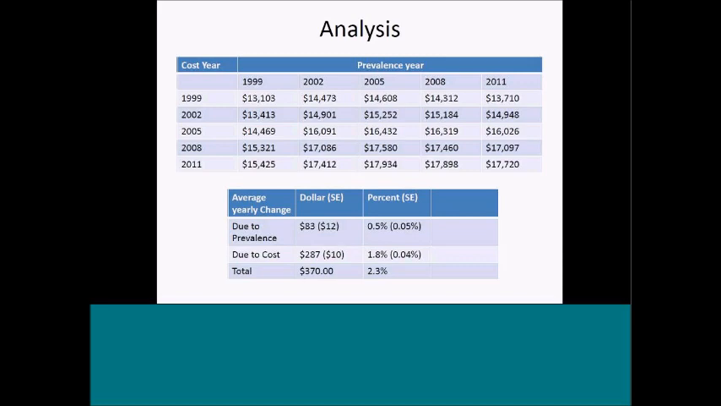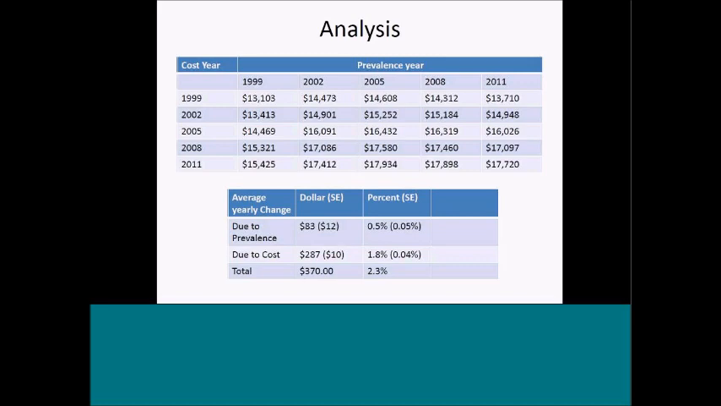So of the 2.3% change annually per person, 1.8% is attributable to the changing cost, and only 0.5% is attributable to the changing prevalence rate. So that's the kind of analysis.